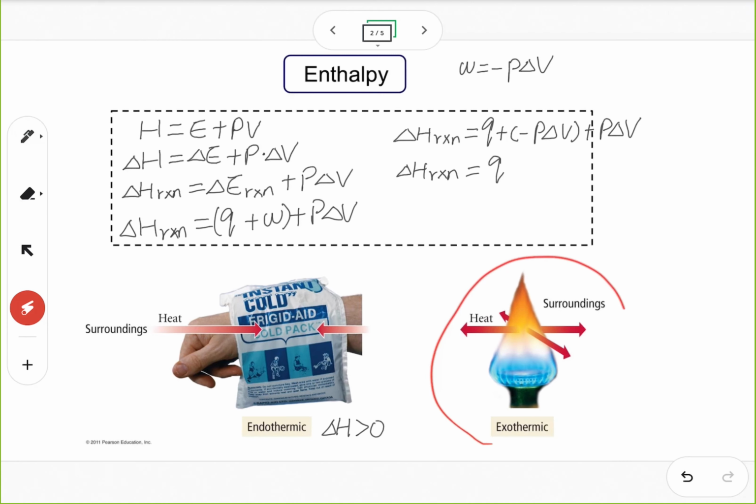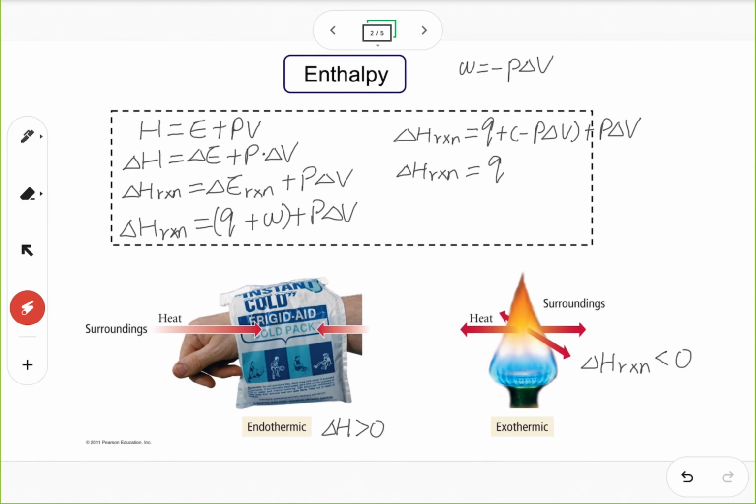Good. Now, the picture on your right side is the burning of natural gas. If you treat the natural gas flame as a reaction system, the burning of the natural gas is going to release energy. In other words, the heat energy will be transferred from the flame to its surroundings. So the flame itself will lose the energy. Therefore, delta H reaction would be negative because it's losing energy. We call this kind of process exothermic. Exo means release, endo means absorb. So these are the two different situations: delta H positive, delta H negative.